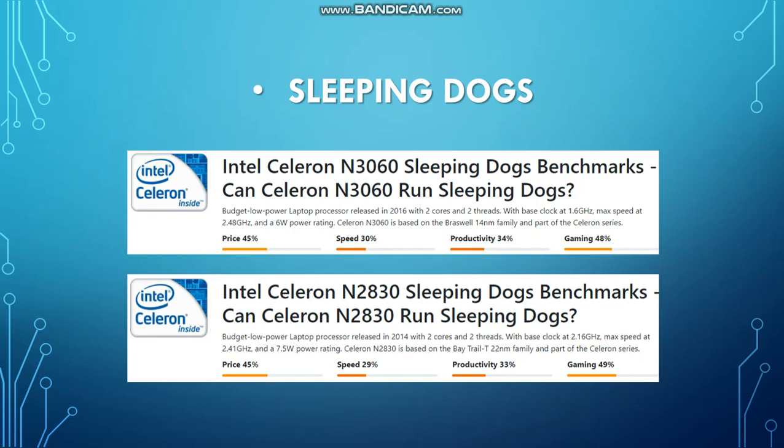For the Intel Celeron N2830 Sleeping Dogs benchmark, it is a budget low-power laptop processor released in 2014 with 2 cores and 2 threads, a base clock of 2.16 GHz, max speed of 2.41 GHz, and a 7.5 watts power rating. The Celeron N2830 is based on the Bay Trail 22 nm family and is part of the Celeron series. The price is 45%, speed is 29%, productivity is 33%, and gaming is 49%.